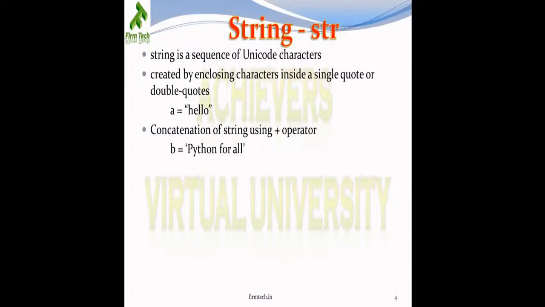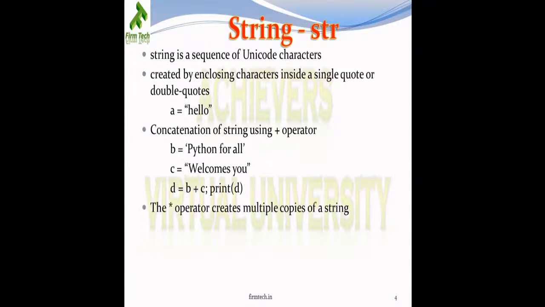This is another statement, that is the variable b is assigned with a string object Python for all. In the first case, we have used double quotes, and in the second case, we have used single quotes. Both are the same. And third one is c is equal to welcomes you. Then d is equal to b plus c, and we will be printing this d. While printing this d, we may get Python for all welcomes you, and there will not be a space between all and welcome. We can see this by executing the command in our Python software.